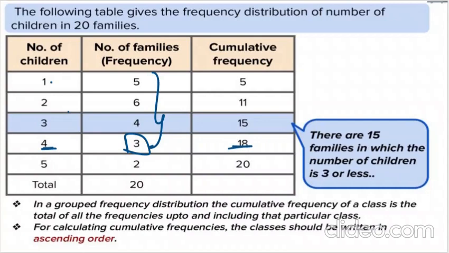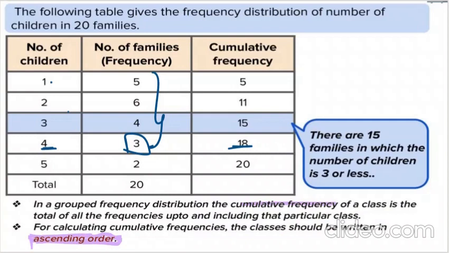Alright. Now some important note. What is the important note? Whenever we have a grouped frequency distribution, the cumulative frequency of any class is the total of all frequencies up to it. And for cumulative frequency, always write the classes in ascending order. You cannot write them in descending order. You have to always write it in ascending order for proper calculations.